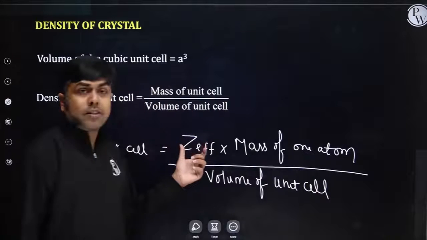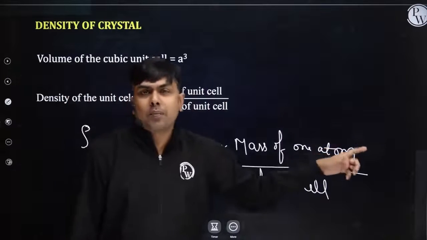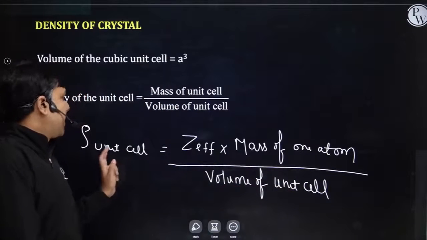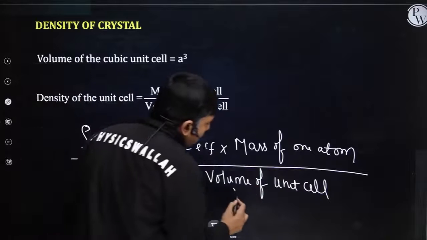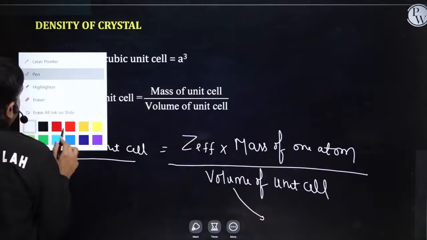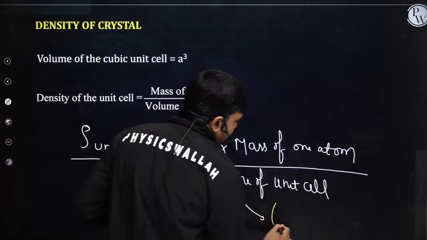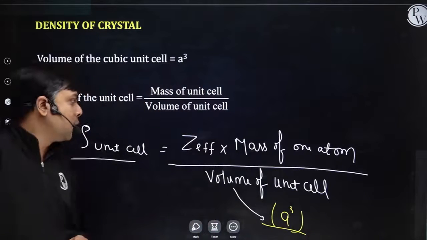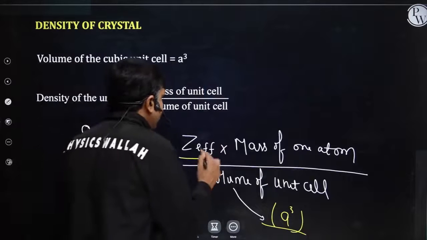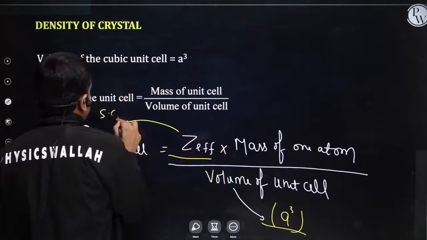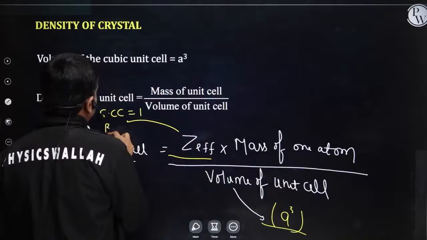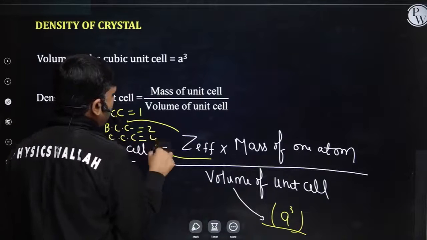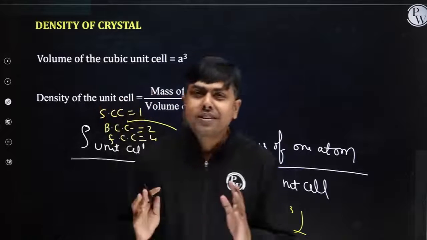Z effective is the number of atoms, into mass of one atom is nothing but mass of unit cell, upon volume of unit cell. It's nothing but density. How do we calculate volume of unit cell? Volume of a cubical unit cell is always a cube. Z effective in case of SCC is 1. In case of BCC, it's 2. In case of FCC, it's 4. So we have learned how to calculate Z effective.